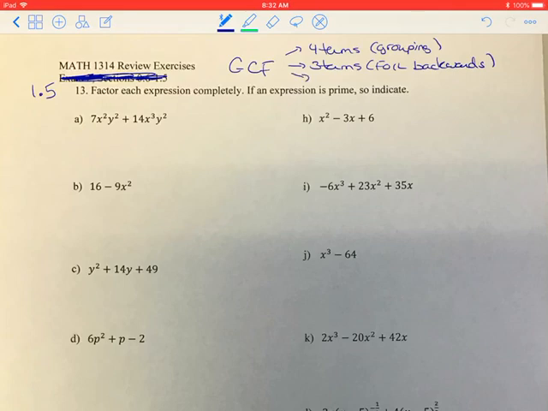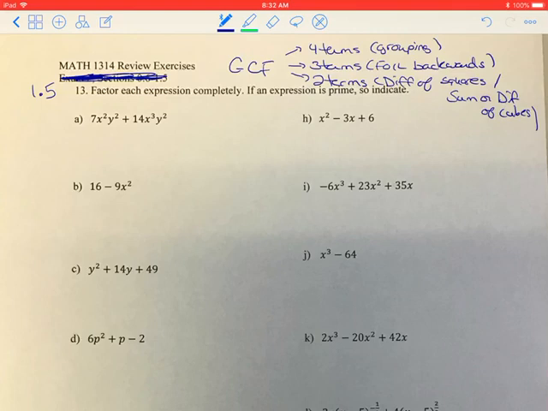And if there's 2 terms, you can check for a difference of squares or a sum or difference of cubes. And at any point, you may get down to something that no longer factors.